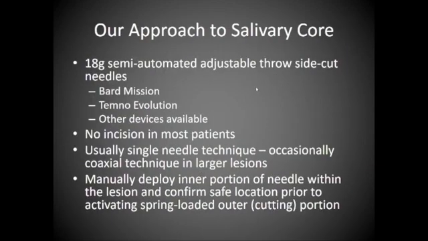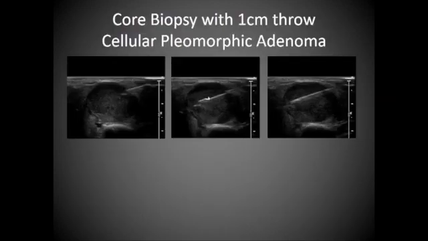If we core it, we use 18-gauge semi-automatic adjustable throw side cut needles. Here are a couple of manufacturers that we use. We do not make an incision. Almost always it's single needle technique, very rarely coaxial. What we do is we get in the lesion and then we manually deploy the whole cutting area, making sure it is completely in the lesion before firing the needle and cutting.